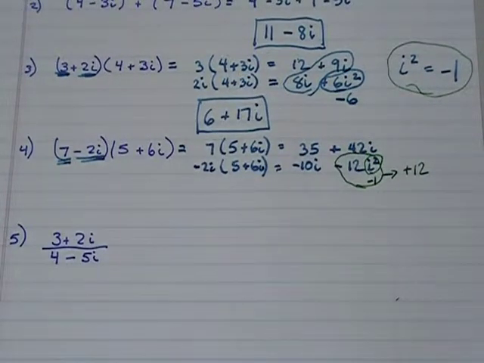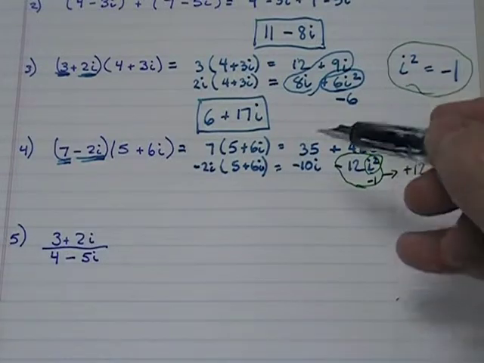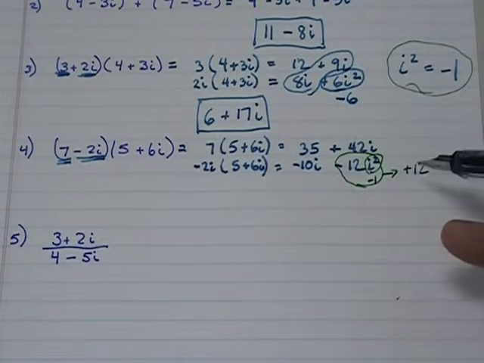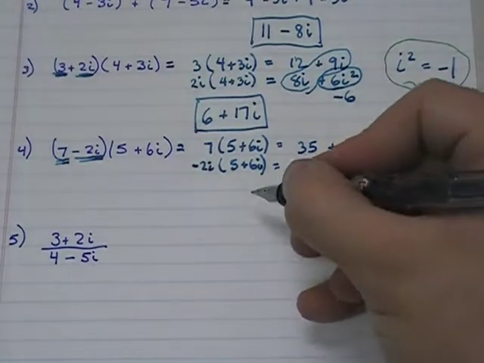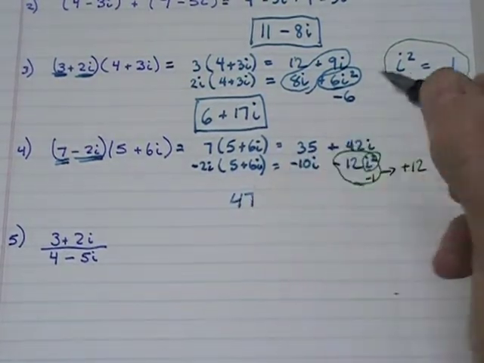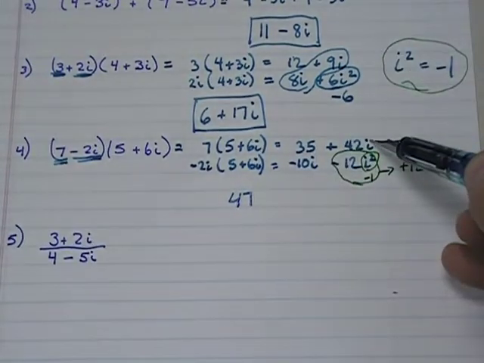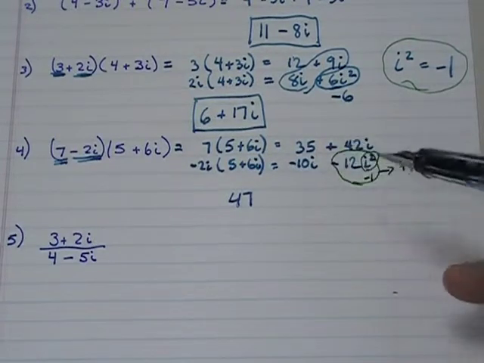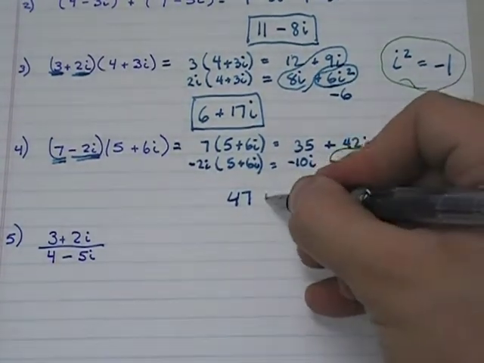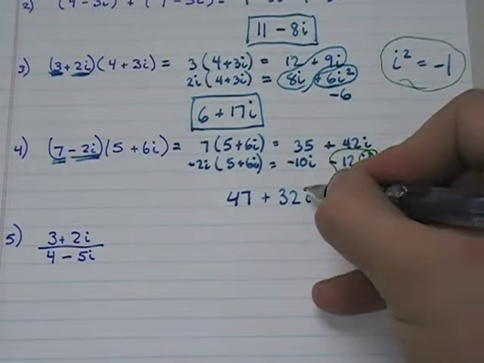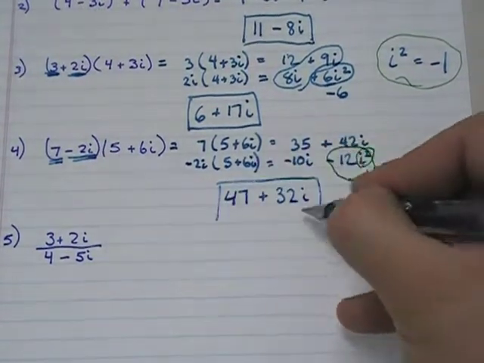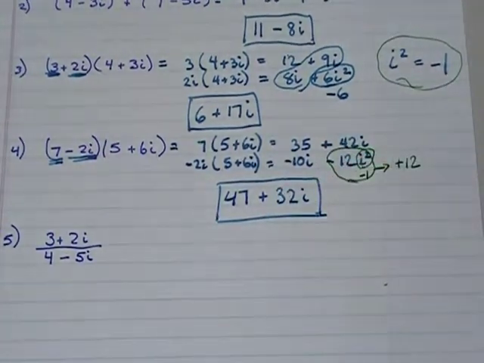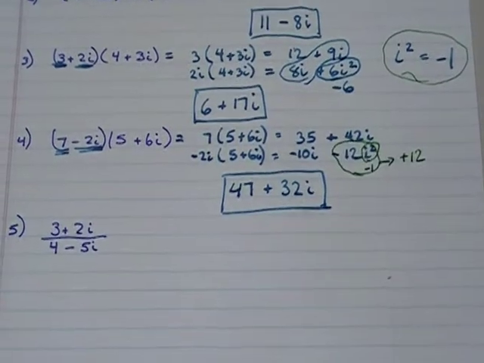So now you need to combine like terms. What is 35 plus 12? 47. And then 42i minus 10i. Well, 42 minus 10 is 32i. So your answer is 47 plus 32i.